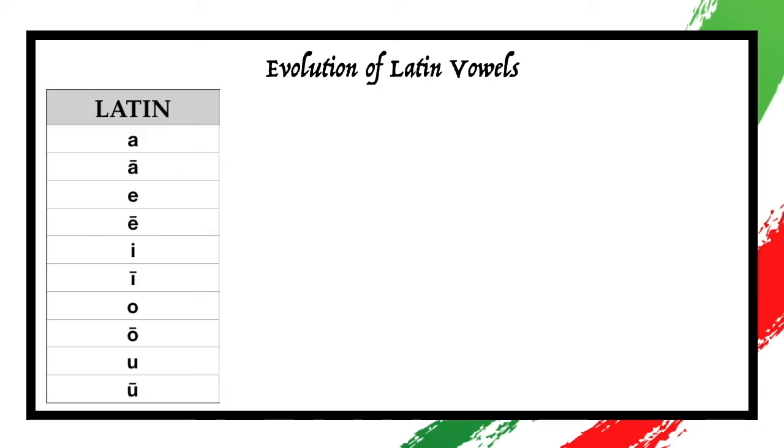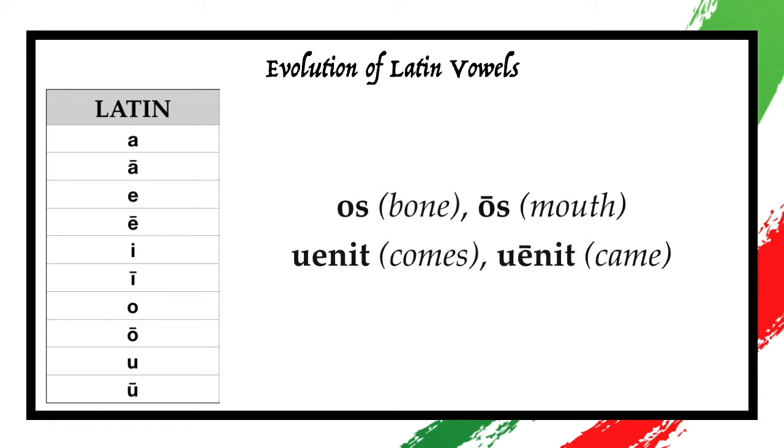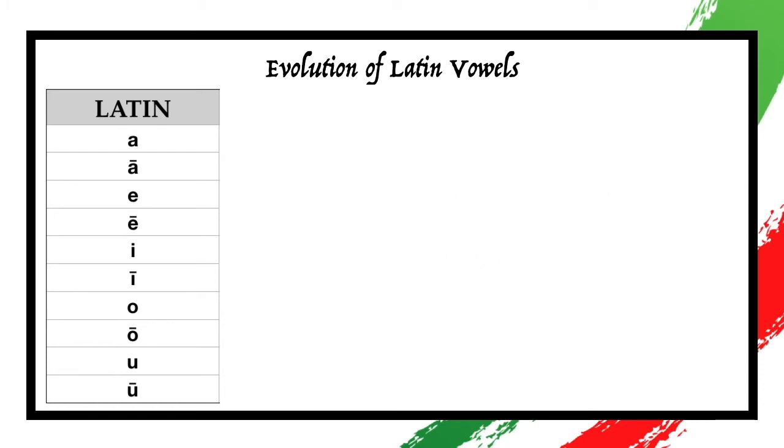The sounds of Latin evolved differently in different parts of Italy. Latin had five vowels that could be pronounced short or long. This distinction was phonemic, and certain words in Latin could only be distinguished by the length of the vowel, such as os and os, venit, venit. Gradually, this distinction was lost and replaced by a stress accent as Latin became the Romance languages.